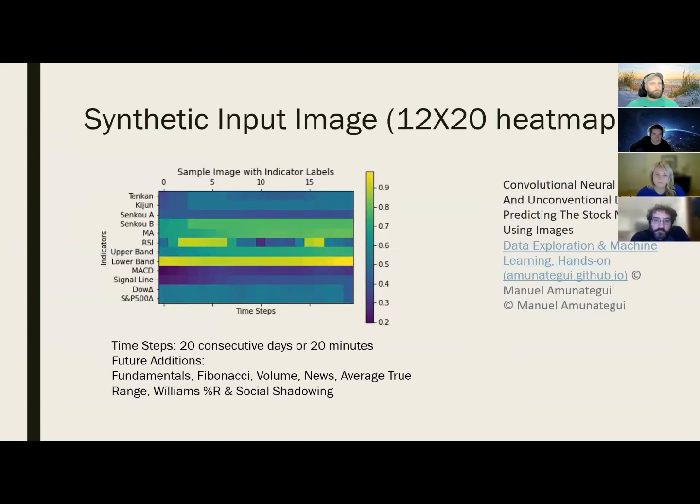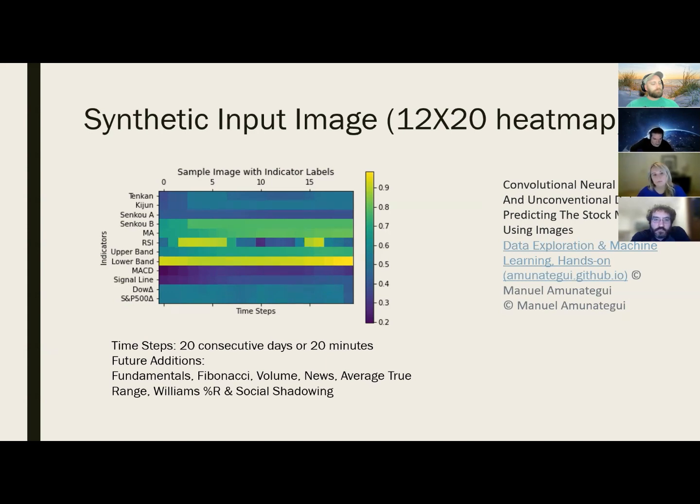So here's an example synthetic input image, where the width is the time, which would be 20 days or 20 minutes. And you can see all the indicators as rows of this image, and it's normalized from 0 to 1. The idea comes from an article that Cynthia sent me about predicting stock markets using images.